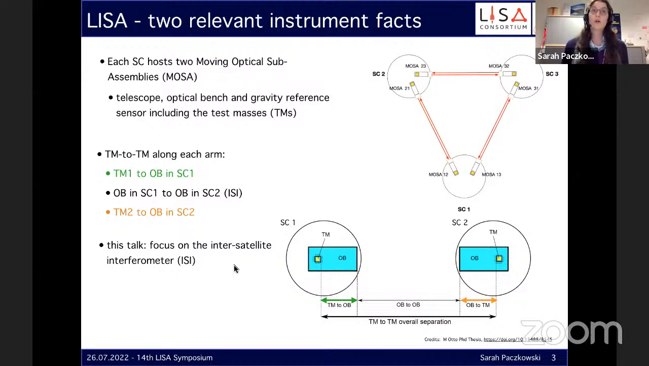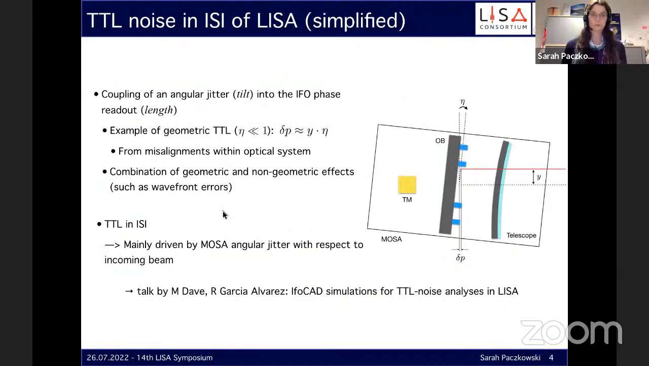And now this talk focuses on the intersatellite interferometer measurement, or in short, ISI, which is in between the 2 spacecrafts. Then in the last talk, you already learned that tilt-to-length noise means that an angular jitter or tilt couples into the longitudinal phase readout, which is used for a length measurement.